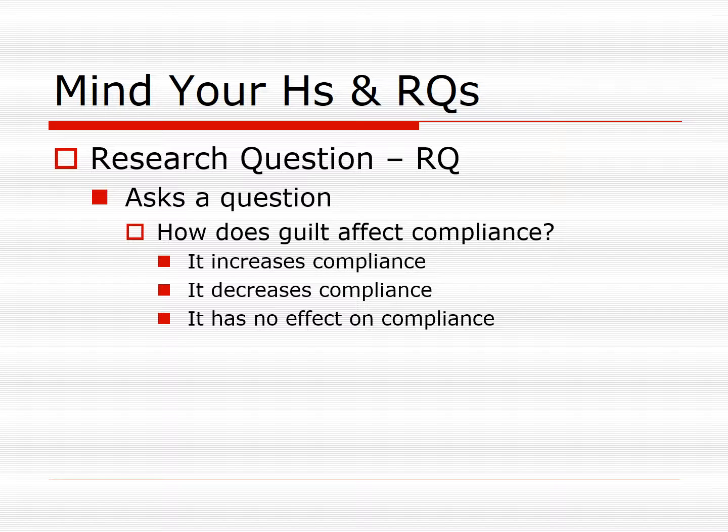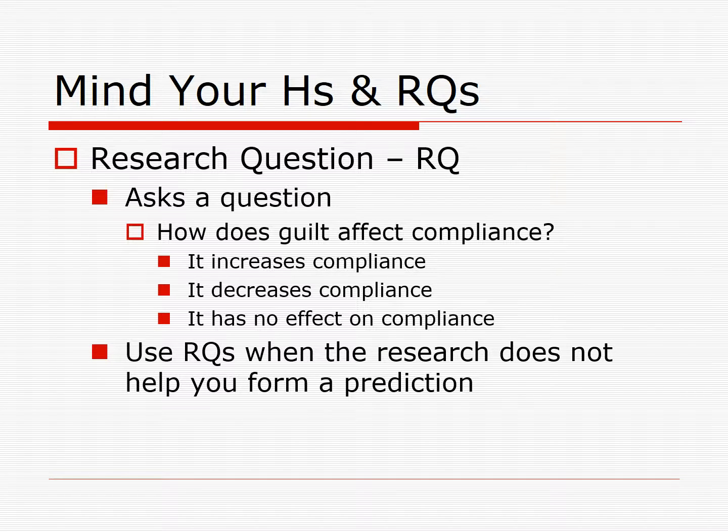So when would you use a research question versus a hypothesis? You use a research question when the research doesn't help you to form a prediction. If there hasn't really been much done on guilt appeals, or not much done on guilt appeals about, say, things like animals, then you may not know what's going to happen, and so you use a research question. And so sometimes, based on the research, we have a pretty good sense of what we're going to get, and sometimes we just don't know.